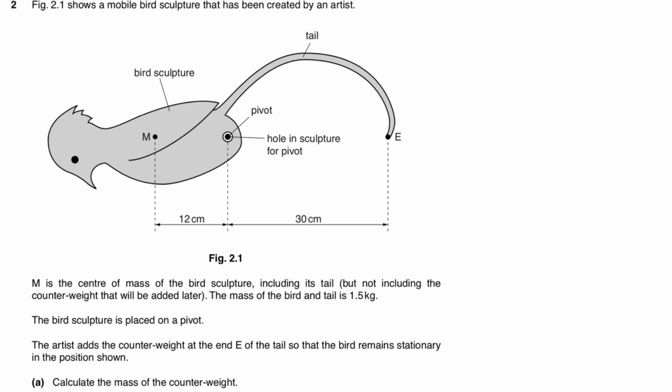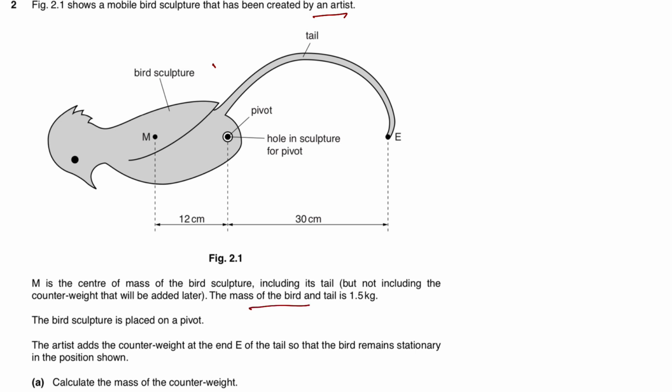Figure 2.1 shows a mobile bird sculpture that has been created by an artist. So this is the bird sculpture. Here M is the center of mass of the bird sculpture, including its tail, but not including the counterweight that will be added later on. So they will add some counterweight, but that has not been added yet.